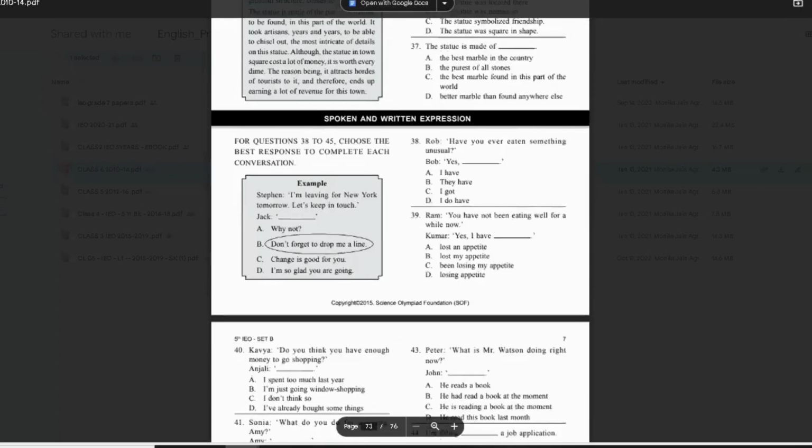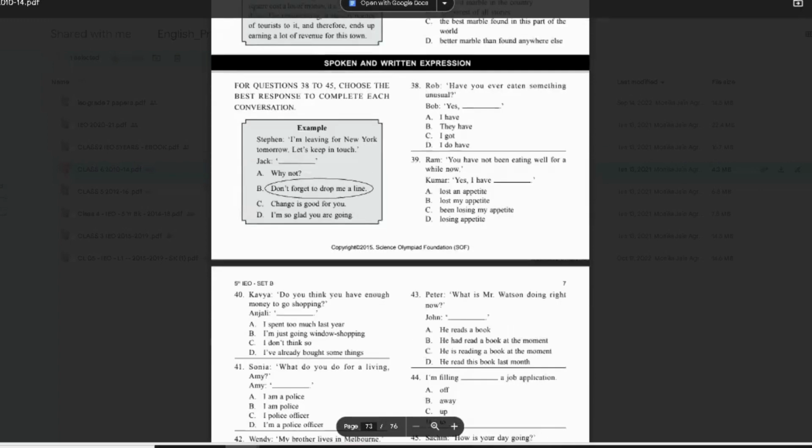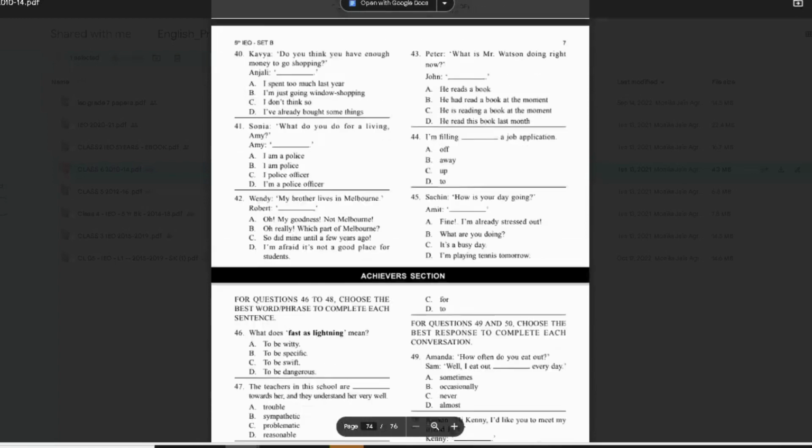Then the next section is about spoken and written expressions. This section is about conversation. Two people will be talking and you have to use the appropriate word to complete the conversation. Then the last section is the achiever section.